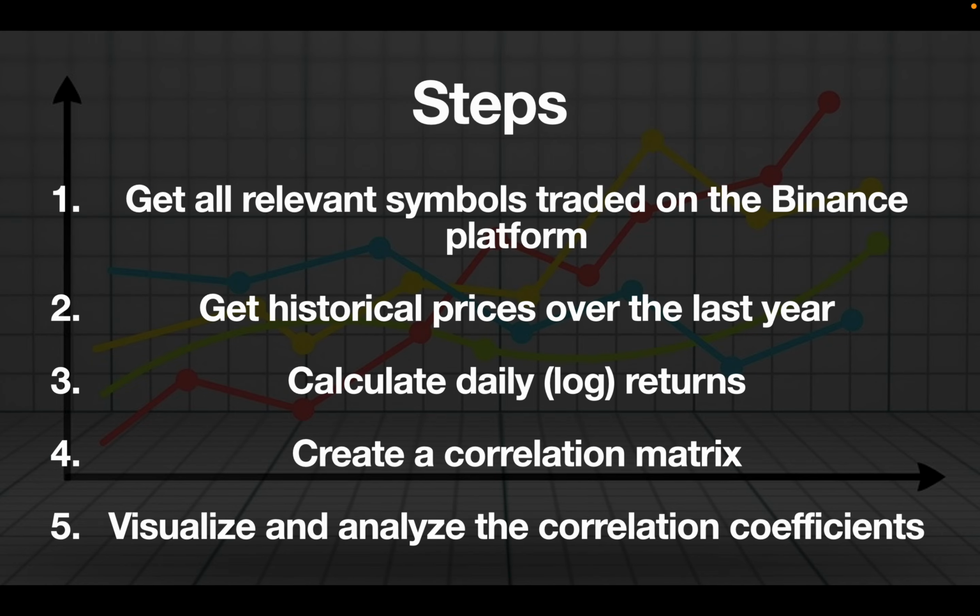As always, I will additionally leave timestamps. So first of all, we are getting all relevant symbols traded on the Binance platform, then getting historical prices for those over the last year. Then we are calculating daily log returns, creating a correlation matrix out of that, and visualizing and analyzing that.